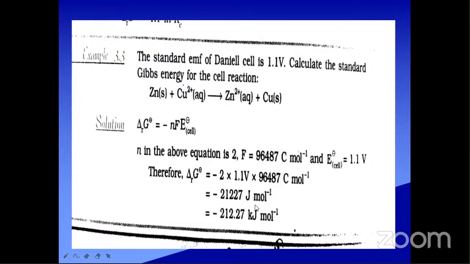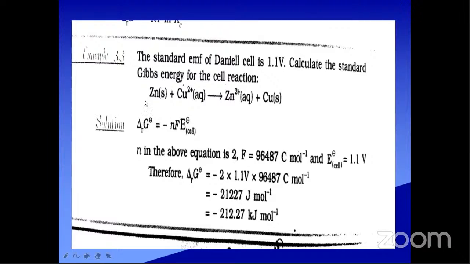Minus 21,227 joule per mole. If we convert joule to kilojoule, it becomes 212.27 kilojoule per mole. If I ask for it in joules, 21,227 is enough. If it is converted into kilojoule, it is 212.27 kilojoule per mole. This is the way of calculating the delta G naught value, the free energy value. This is the relation.